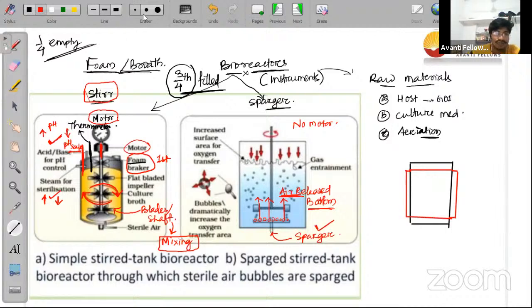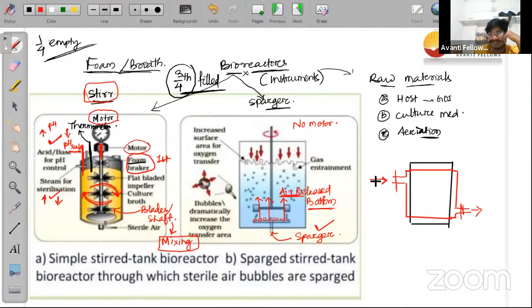In this jacket, what you can see on this side, there will be an opening, and on this side there will be an opening. Through this opening, we have to provide water, and through this opening, the water will go out. This jacket is present outside of this particular bioreactor tanker.